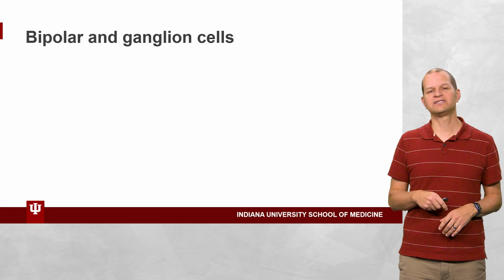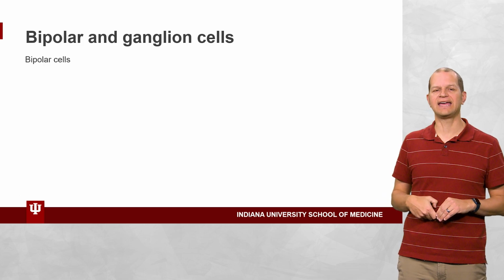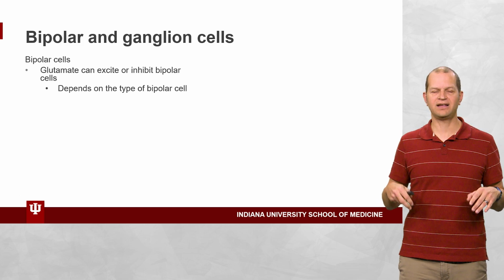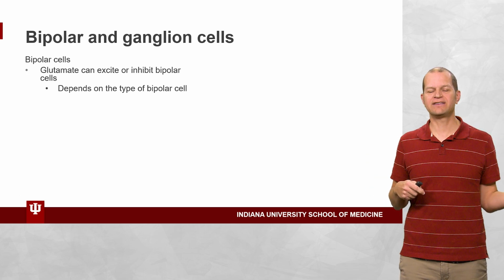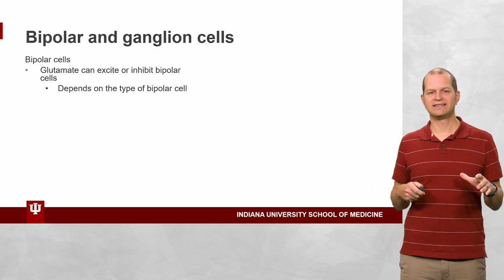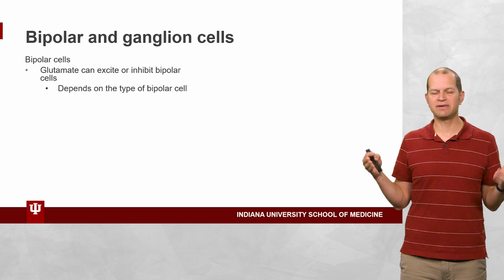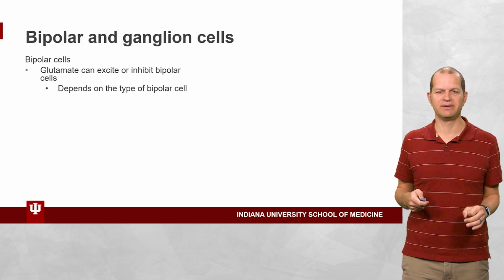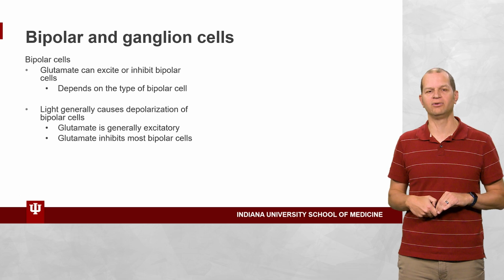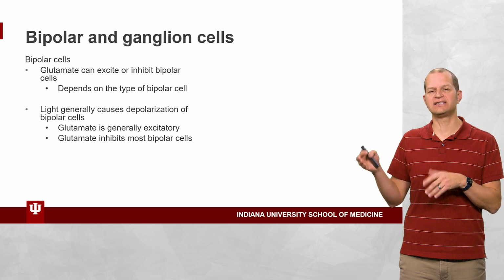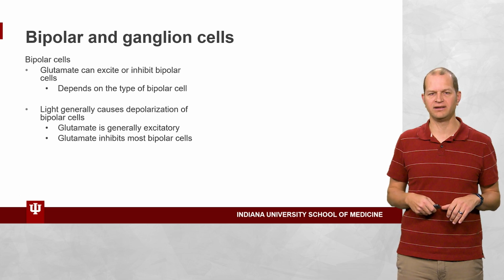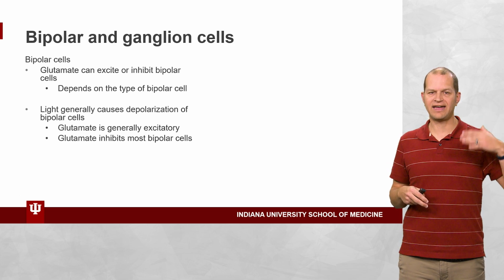So let's finish real quick talking about bipolar and ganglion cells. So bipolar cells can excite or inhibit, okay? And it depends on the specific bipolar cell, all right? It's not just right now it's exciting me, and then a little while later it's going to inhibit. It's a specific type of bipolar cells. So since light generally leads to depolarization of bipolar cells, okay, remember we get rid of that inhibition.